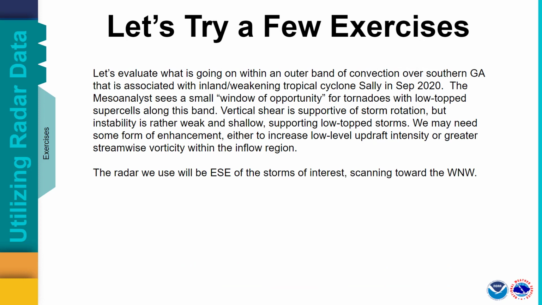Let's evaluate what is going on within an outer band of convection over southern Georgia that's associated with an inland and weakening tropical cyclone Sally in September of 2020. The mesoanalyst sees a small window of opportunity for tornadoes with low-top supercells along this band. Vertical shear is supportive of storm rotation, but instability is rather weak and shallow, supporting low-top storms. We may need some form of enhancement, either to increase low-level updraft intensity or greater streamwise vorticity within the inflow region. The radar we use will be east-southeast of the storms of interest, scanning toward the west-northwest.